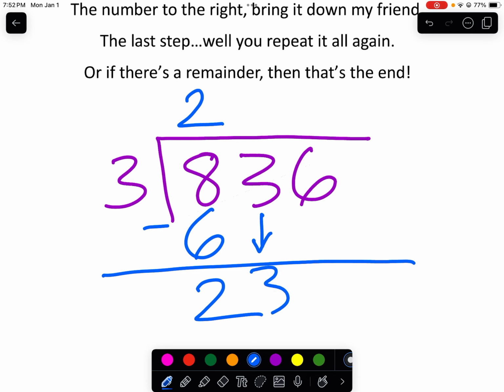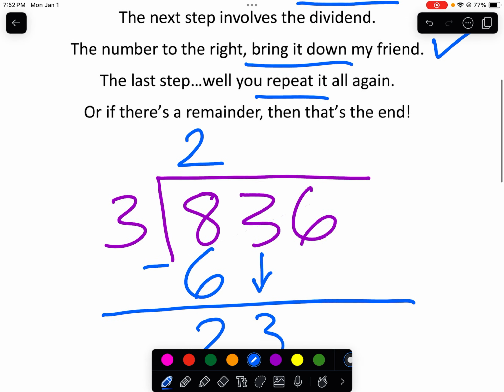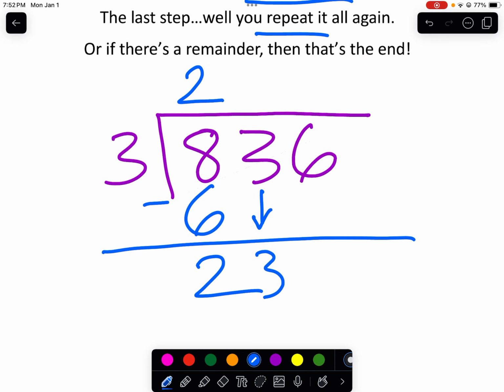Actually, let me make that a little clearer. So let me try to write that better. 23. Okay, now what? So we did the bring down part. The last step, well, you repeat it all again, or if there's a remainder, then that's the end. Now, how do we know if there's a remainder? I noticed that some of my students get mixed up on this part sometimes. This is a way to remember, is that in your dividend, which is the number here, if there are numbers in the dividend that above in the answer, the quotient part, there's no number above it, that's how you know you keep going. Another way to know that you keep going is if there's still a number to the right to bring down. So that means we have to repeat the process.